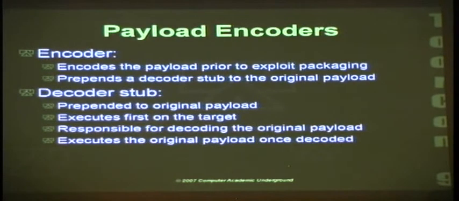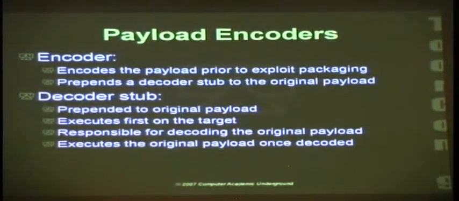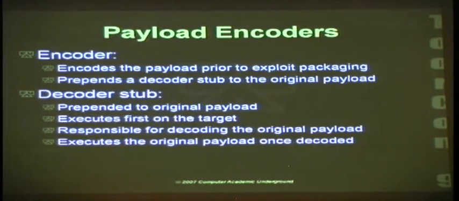All right, so payload encoders. Basically, when you're packaging your exploit, you may want to take your shellcode or your payload and encode it so that it goes across the wire in an obfuscated manner. It encodes the payload prior to packaging, and then prepends a decoder stub to that payload so that when it's executed at the target, it unobfuscates it and executes the original payload. The decoder stub executes first, and then it passes execution to the unobfuscated payload.